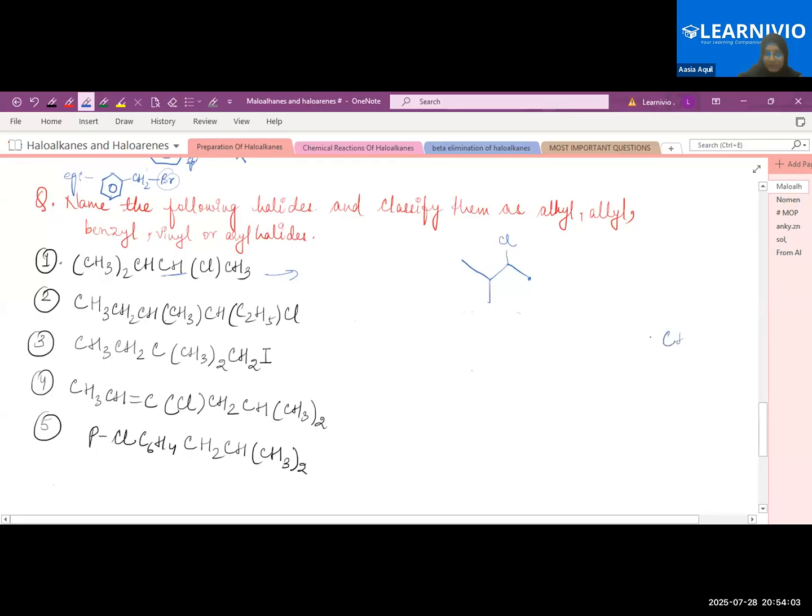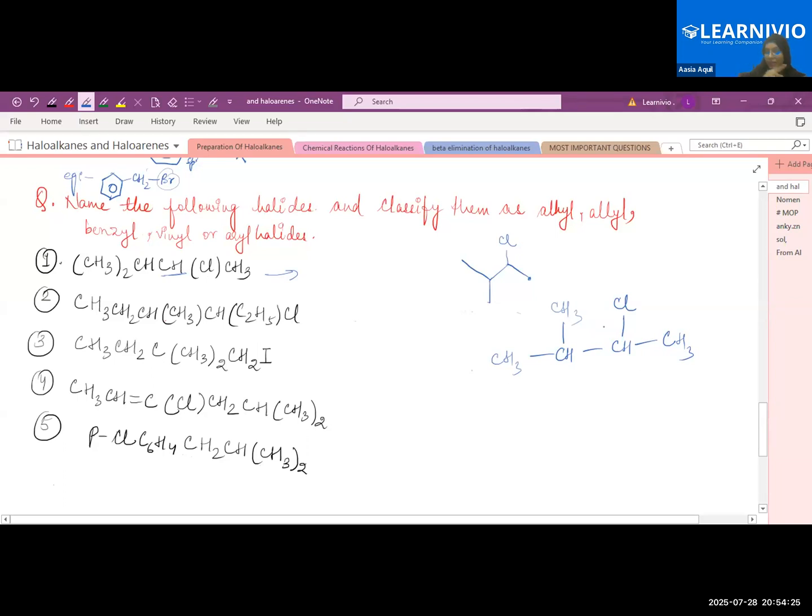You can just draw the open structure also, just like this. This is CH3, right? Now this is CH. Here this chlorine is attached. This is CH, right? And here one CH3 is attached and one CH3 is attached. So basically this is the structure. Now name this structure according to the IUPAC nomenclature. Just try to name this.